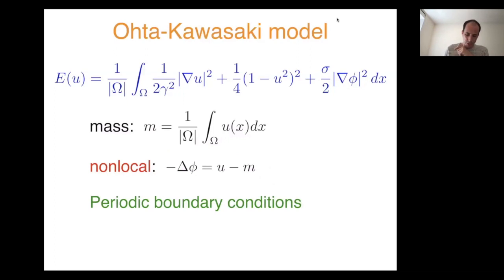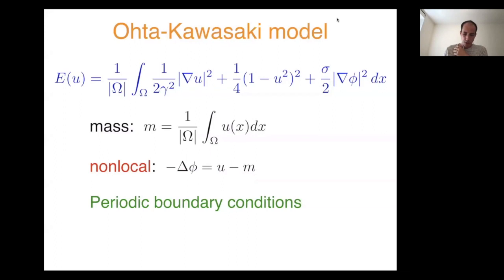Now in this equation, we have another new symbol M, and this is the mass. It tells you how much A there is compared to how much B there is. So if M is equal to 0, there's the same amount of A as B. But when M is larger than 0, then there's more A than B, and so on.